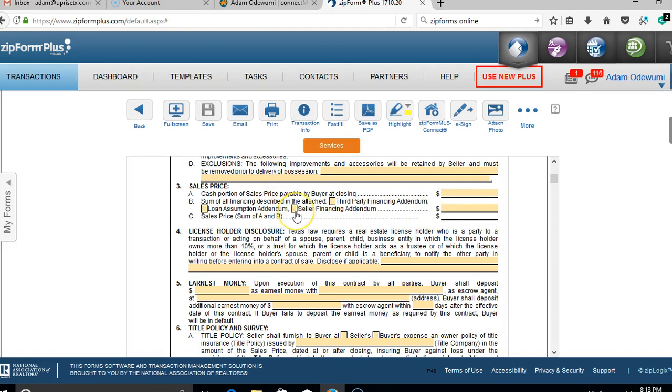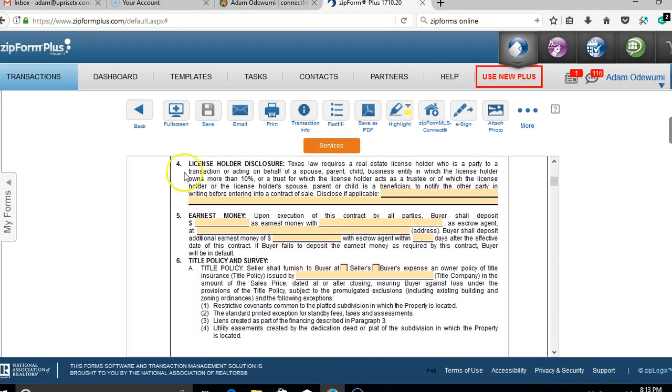You're going to click here. So if you're financing with a bank or anyone else, you can do a third-party financing addendum. If you're financing with a seller, like doing an owner finance, or the seller is carrying the note, then you're going to click this, and there's another document that goes with it. Okay, and then C is the sales price, which is the sum of A and B.